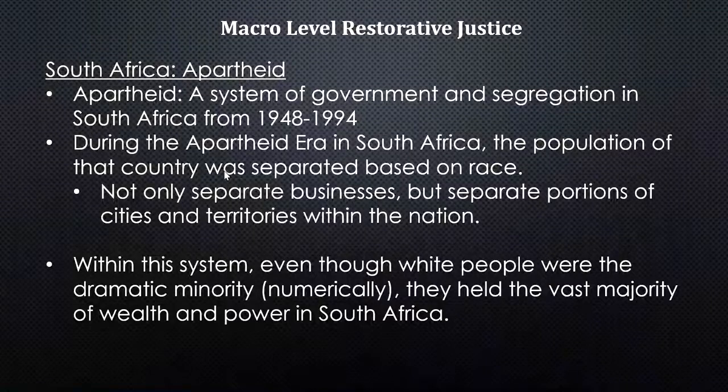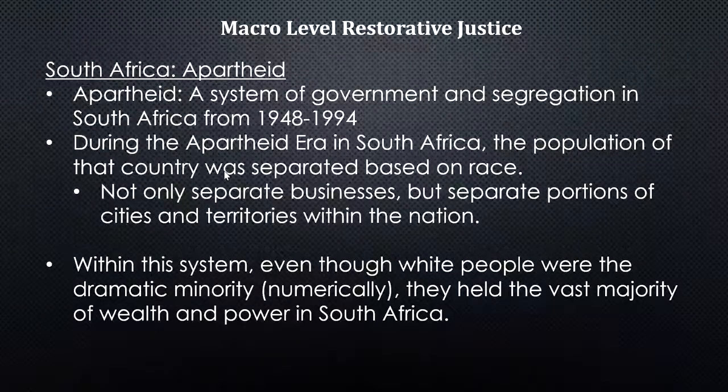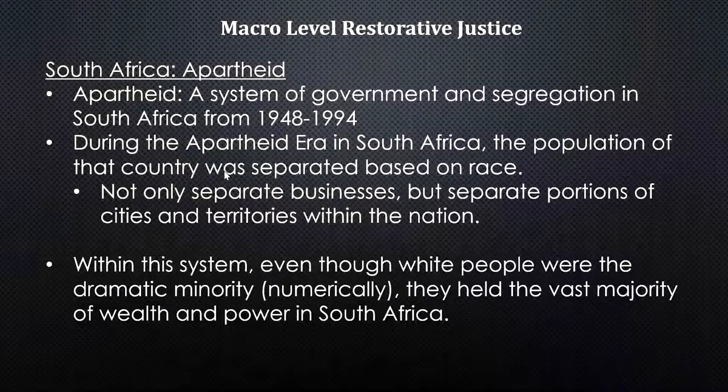In South Africa, there was a system known as apartheid from 1948 to 1994. During the apartheid era, the population of the country of South Africa was separated based on race. They were not only separated by businesses, but also in terms of cities and territories within the nation. You could compare the apartheid government to segregation in the U.S. South during the segregation era, but it was a lot bigger than that.